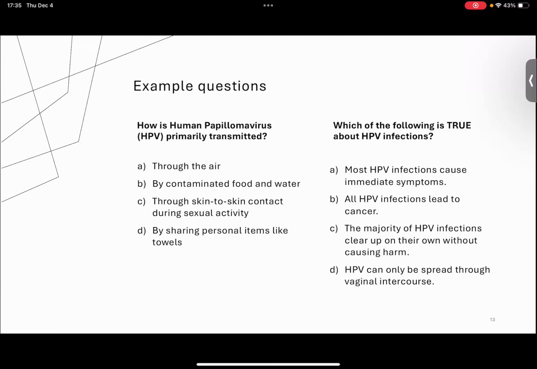C, the majority of HPV infections clear up on their own without causing harm. That is correct. C would be our correct answer. D, HPV can only be spread through vaginal intercourse. That is incorrect. Any skin-to-skin contact.